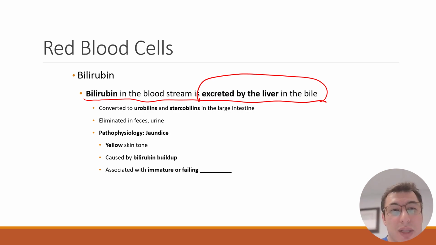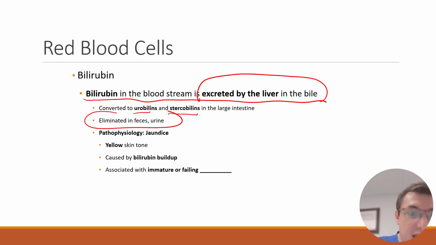The bilirubin is converted into urobilins and enterocobilins in the large intestine. This is then eliminated as feces and urine. So bilirubin is filtered mostly by the liver, all right? Now, because it is mostly filtered by the liver, if a patient has liver failure, you should think of a buildup of bilirubin because there is nothing to clear it out. And because the color of bilirubin is yellow, most patients will look jaundiced.